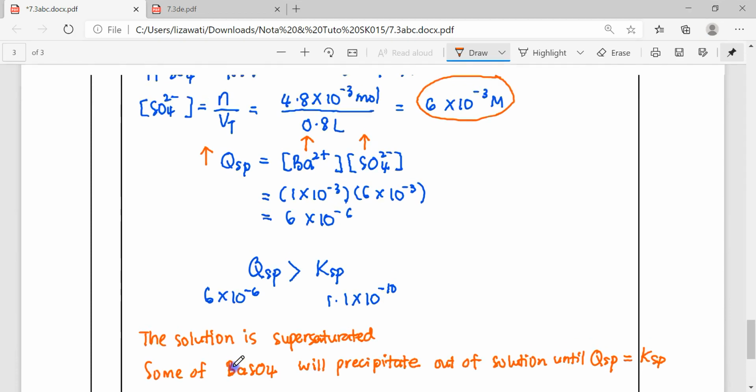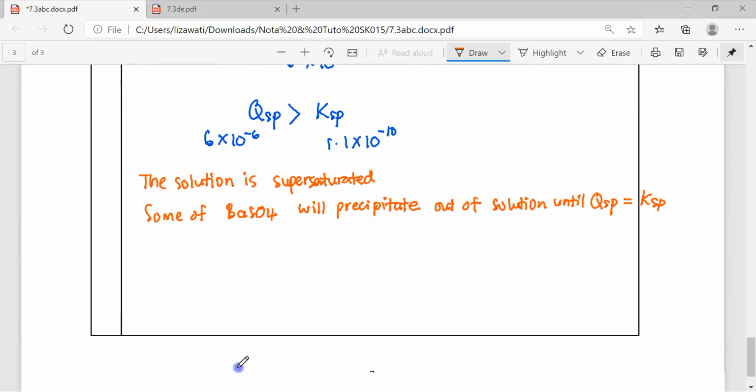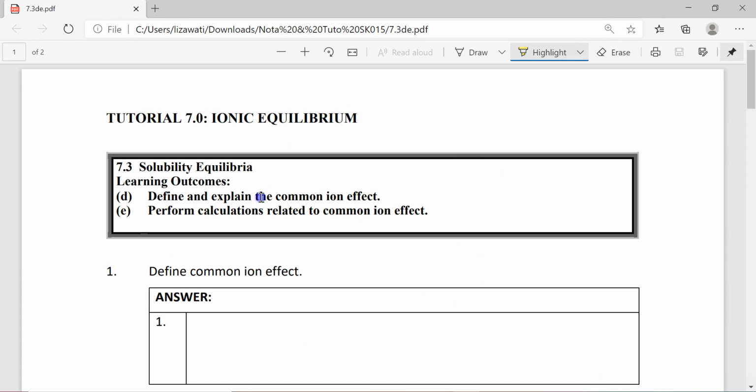That is all for 7.3 A, B, C. We continue our tutorial. Now is tutorial 7.3 D and E, which is more focused on the common ion effect. First you have to know the definition of the common ion effect, and then you must also be able to perform calculations related to the common ion effect.